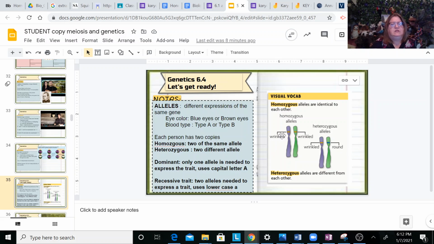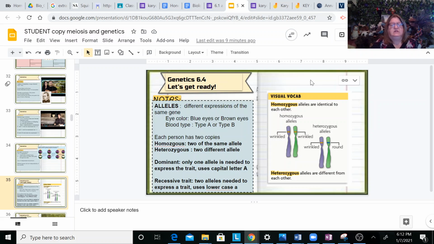Now, some alleles get expressed preferentially over other alleles, or they get expressed whereas the other one is not. We call those dominant alleles. In a dominant allele, you only need one allele because that gene gets expressed. Whatever that protein is, we make it. So if you have type A blood, you're going to make that type A protein. We'll talk about that next week.